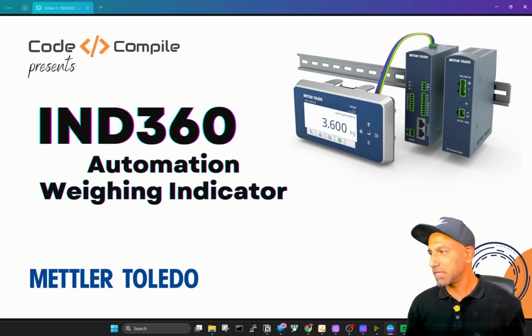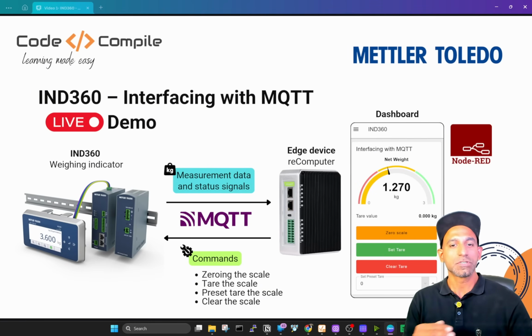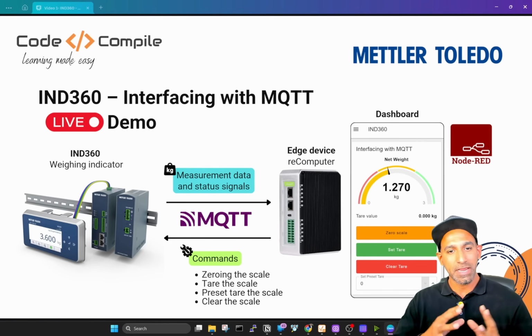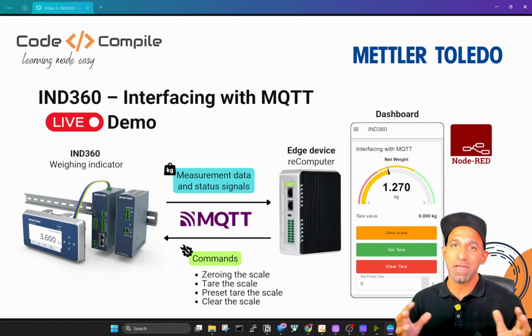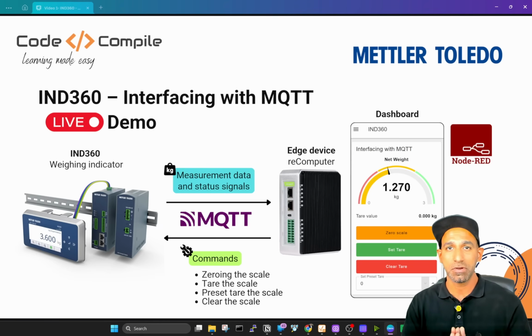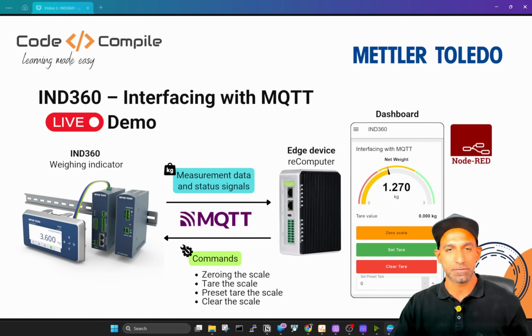So what we're going to see in this video are two use cases. First, we're going to set up the MQTT communication in our IND360. And then we're going to integrate that with Node-RED, which is running on my edge device. It could be running anywhere. So I'm using an edge device, a reComputer, which is running my Node-RED, and I'm going to see the live data coming on that, all right?